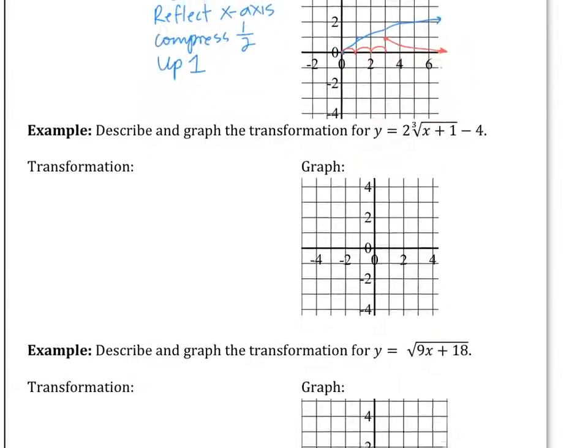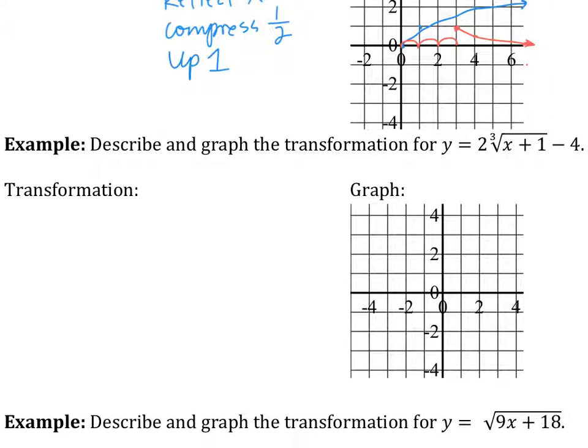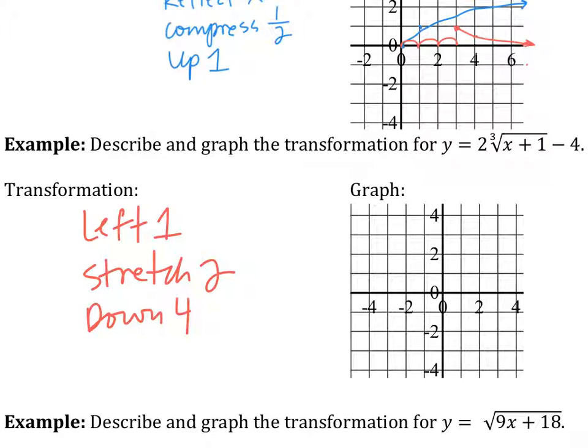All right, so go ahead and write down what you think the transformation is. And then I will call on you to let me know what that is, and then we'll graph it. All right, Junior, can you give me the first transformation? Good. Left 1. Nicole, can you give me the second one? Good. And then Audrey, give me the last one. Down 4. All right, go ahead and draw this picture.